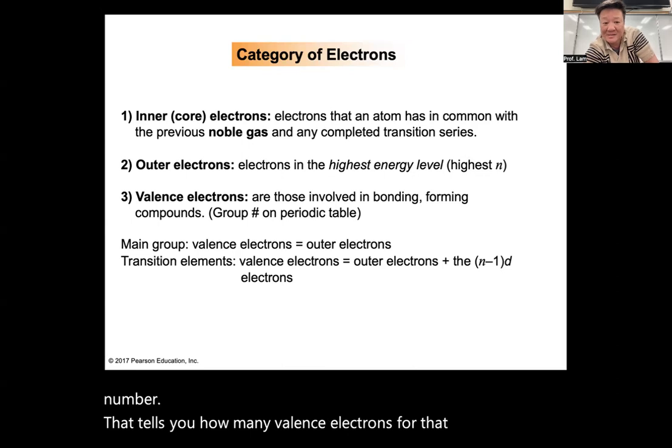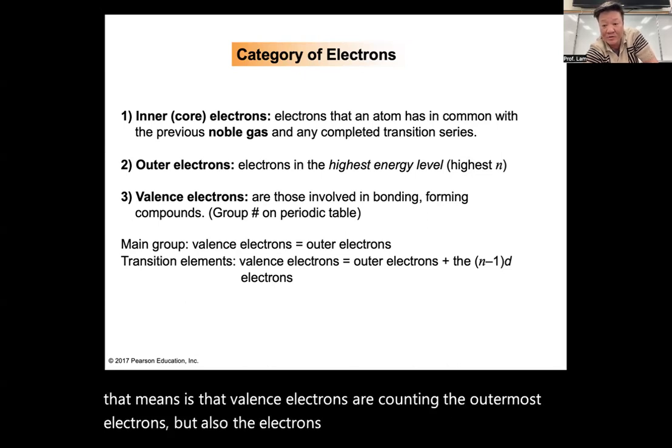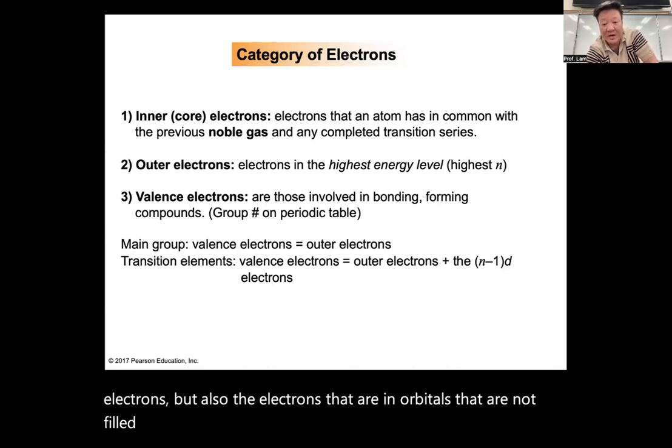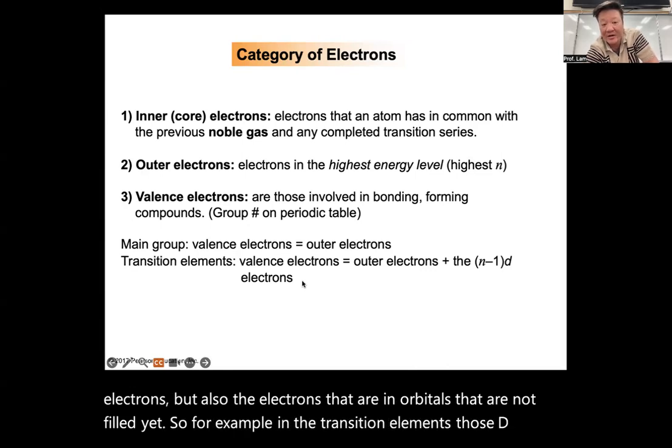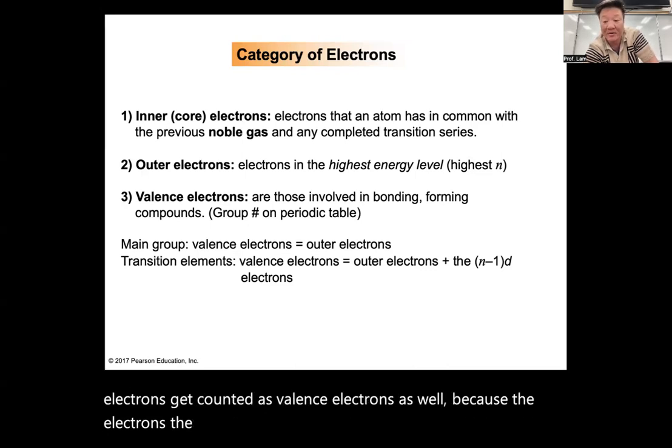So what that means is that valence electrons are counting the outermost electrons, but also the electrons that are in orbitals that are not filled yet. So for example, in the transition elements, those d electrons get counted as valence electrons as well because the d sublevel has not been filled yet. Okay, but again, a really easy way to look at valence electrons is to just look at the group number.